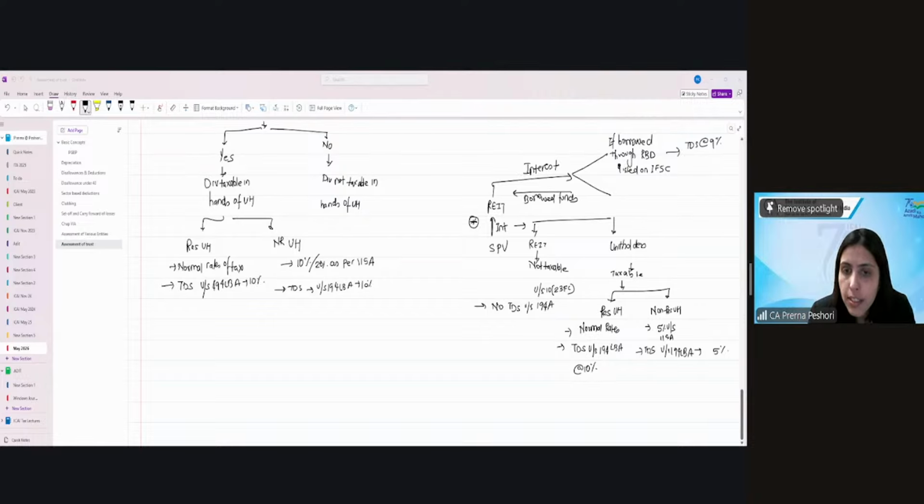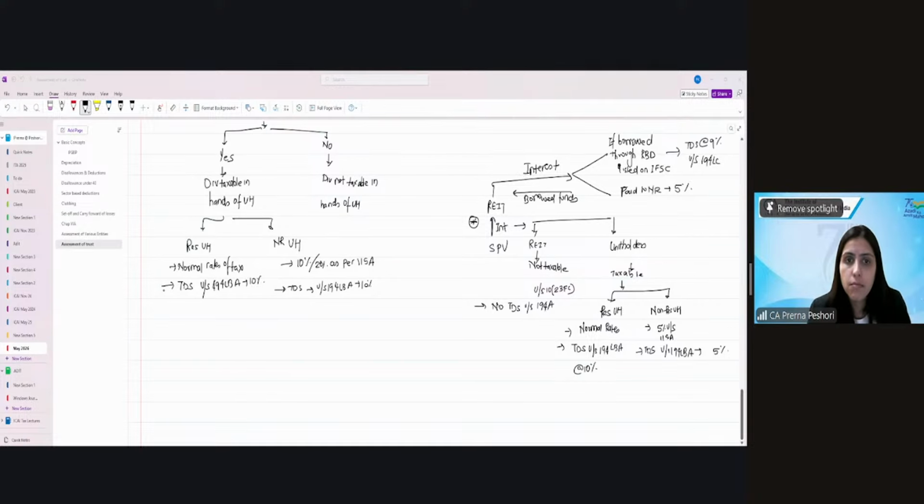Ma'am, under which section? TDS का section में? 194LC. Okay. Clear? Otherwise, it is 5% on other interest, if it is paid to a non-resident. It's 5%. Fine?